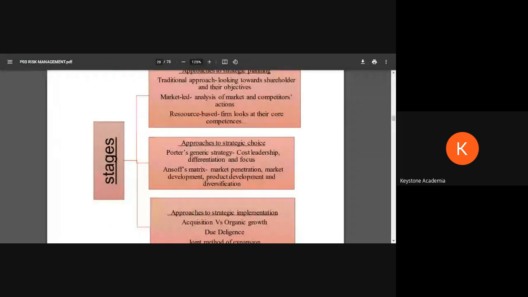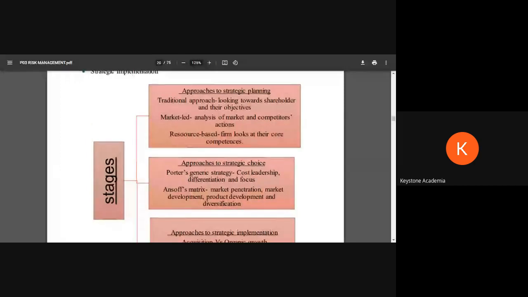Yeah, then they have given stages. Okay, this is important. Approaches to strategic planning. Okay, the first one is the traditional approach, looking towards shareholders and their objectives. The second one is the market led approach. The third one is resource based. Okay, so the traditional approach means we are just looking at maximizing the profit.